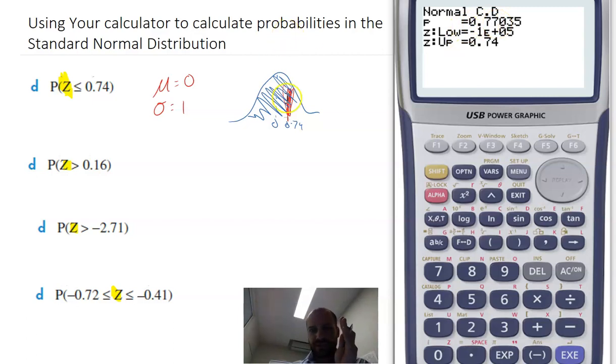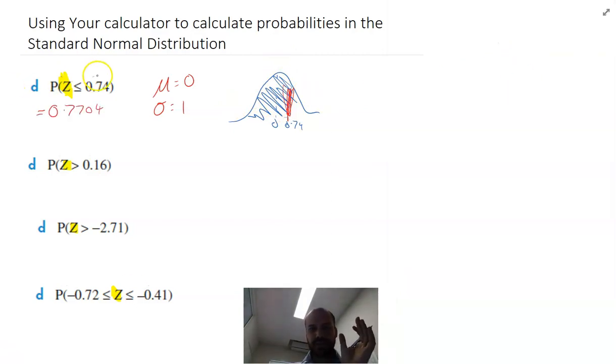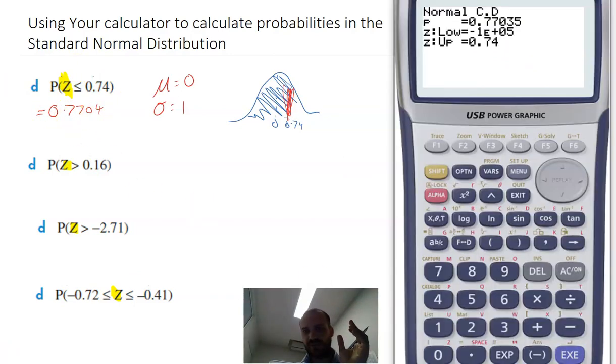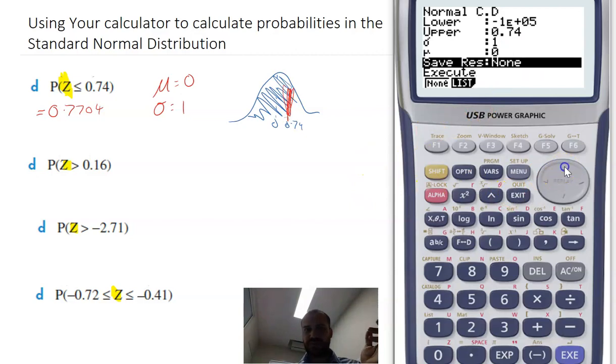Now that makes sense. 50% of people would be below 0, so I'd expect a number larger than that. So 77% probably makes a lot of sense. A good rule of thumb is to go to 4 decimal places, so 0.7704. And then we can just do the same for all of these questions. It's going to be really, really fast.